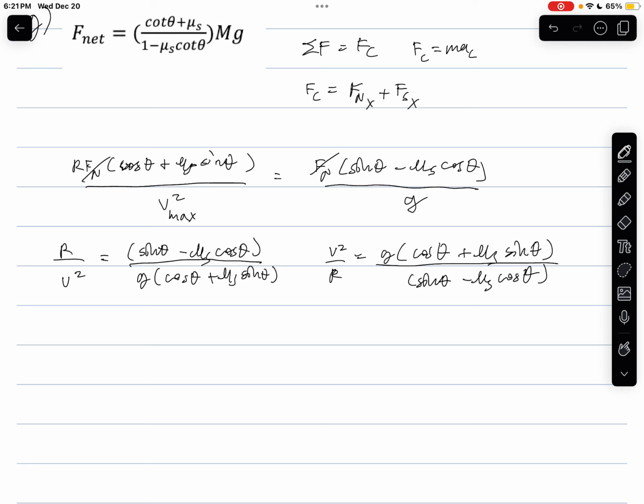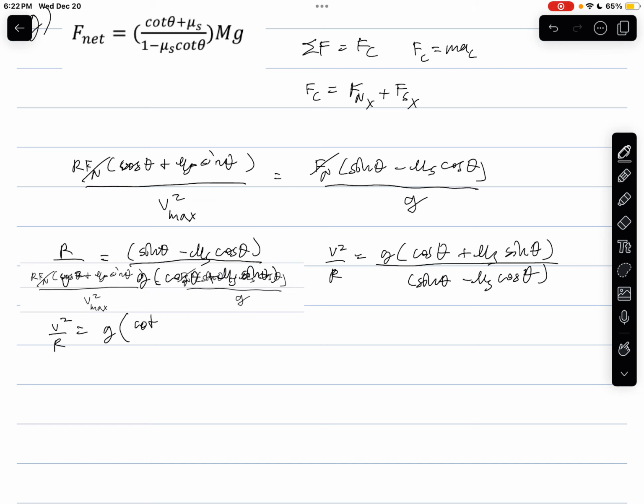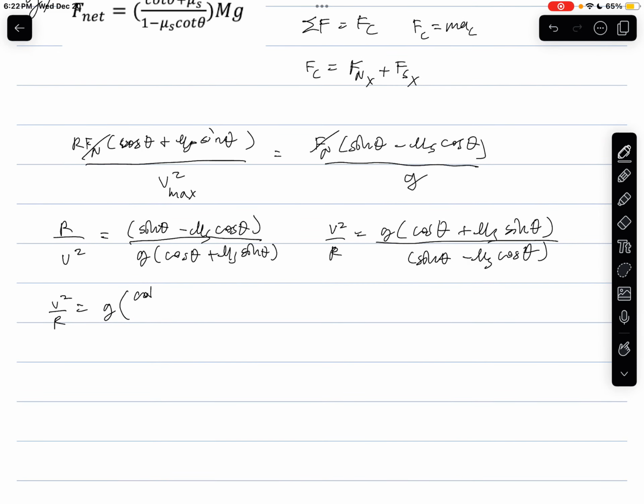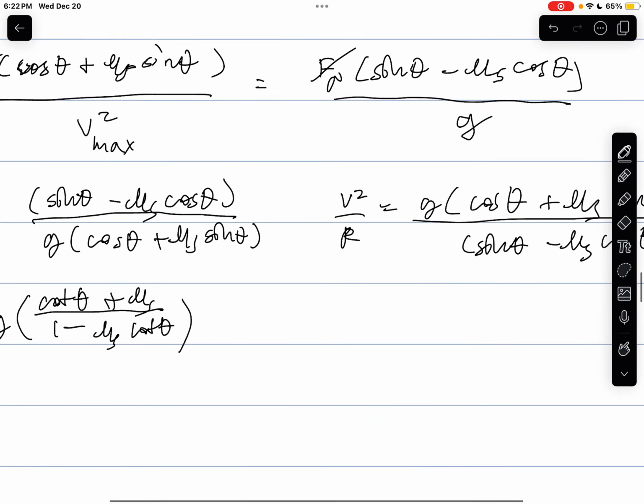And then to get this to look like cotan, I just divide everything by sine of theta. So V squared over R is going to be G times cosine of theta over sine of theta, which is cotan of theta, plus mu s. Sine of theta over sine of theta is just 1, so it's just mu s. And then sine of theta over sine of theta is 1, minus mu s times cosine of theta over sine of theta, which is cotan of theta.